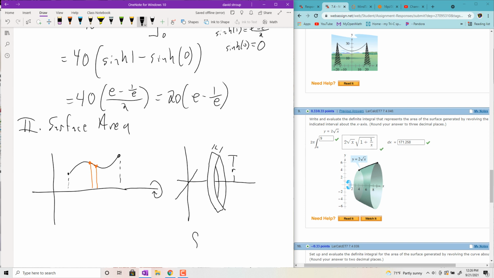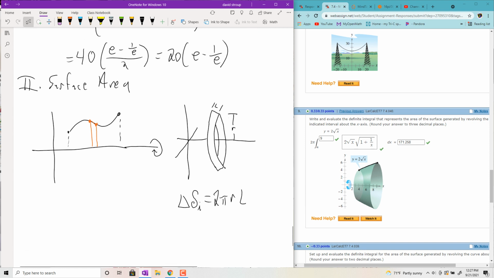So the surface area of that frustum, you could call it change in S sub i, would be 2 pi r L. And in terms of f of x's and x's, that will be 2 pi. The r value would be f of x sub i. And then the L value comes from the arc length formula, so that would be the square root of 1 plus f prime of c sub i squared, change in x.